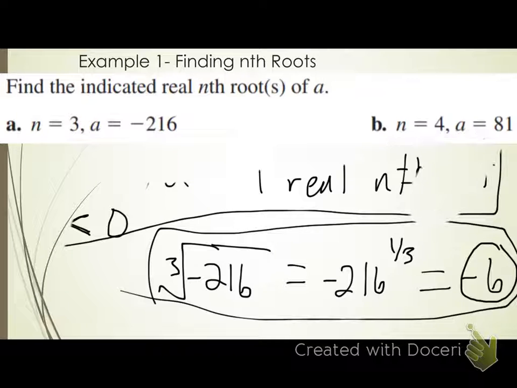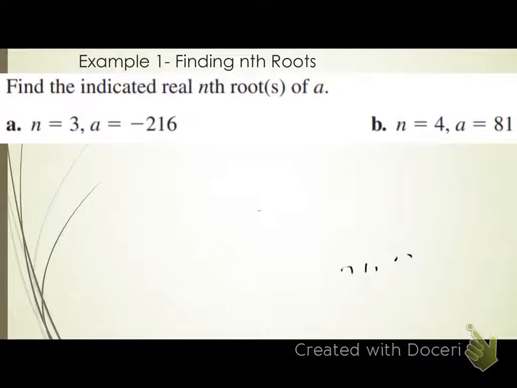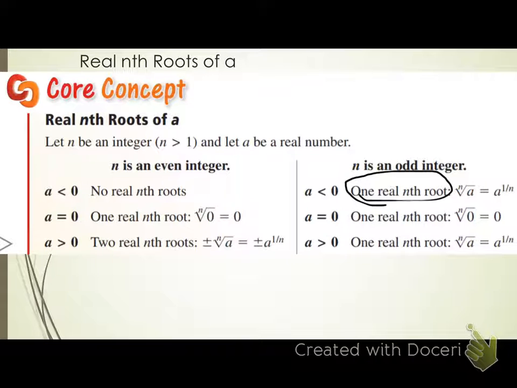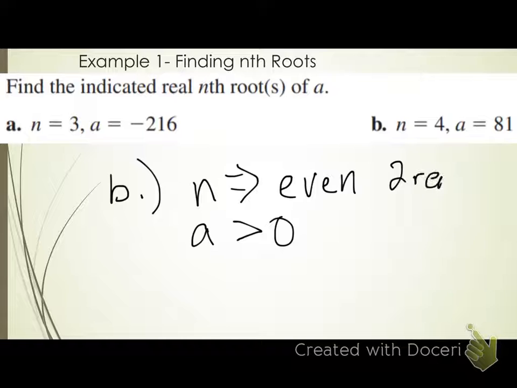So let's look at letter B. Once again, start off with the n value. N is 4, so that's an even number. N is even. A is 81, that is greater than 0. So n is even, so I'm in this left column over here. A is greater than 0, so I know I'm going to have 2 real nth roots.